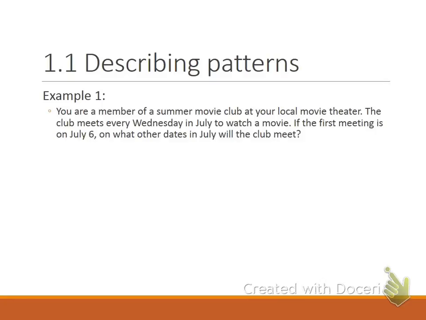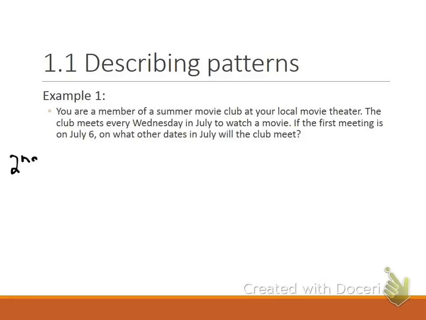Well, what do you think is a clue in there to help you figure out what the next meeting date is going to be? What's a clue? Yes. Wednesday is 7 days. Very good. So if it's every Wednesday, you know they're 7 days apart. So if they meet on July 6th, what's going to be the next day they meet? The 13th. Very good. So our second meeting.